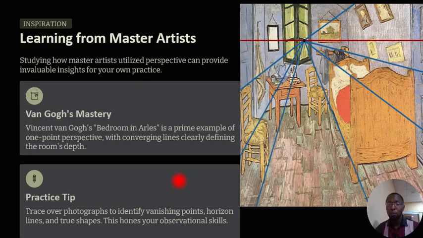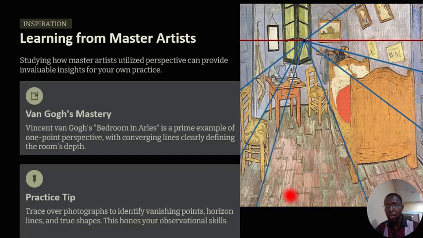Now I need you to practice this. So for you to get it, you take some photographs. When you get a photograph, identify the vanishing point or the drawing on that photograph. Locate the horizon line and also the true shape.